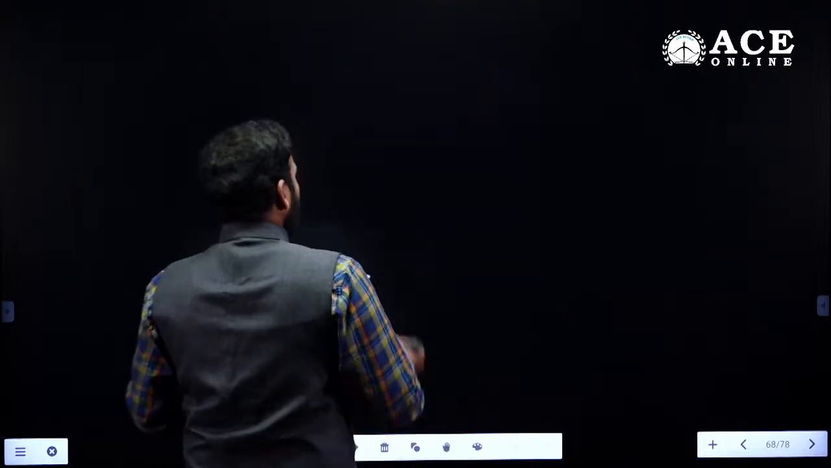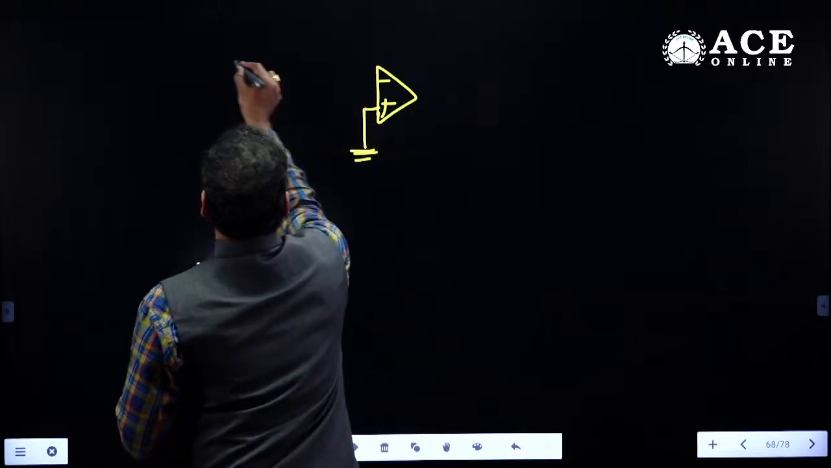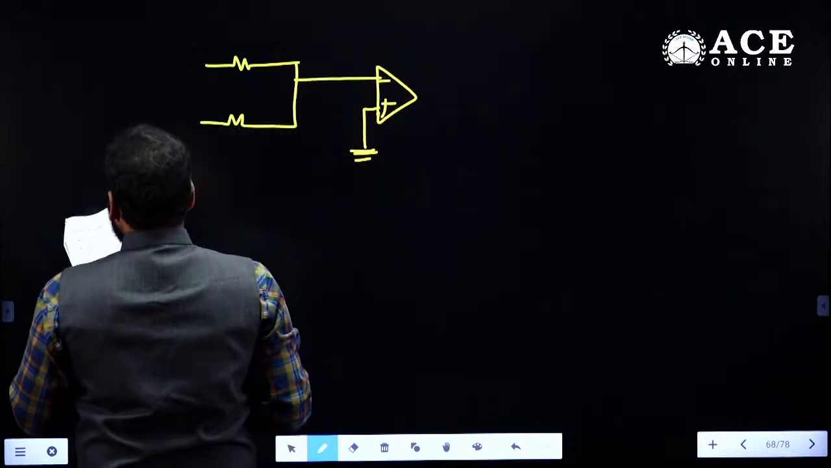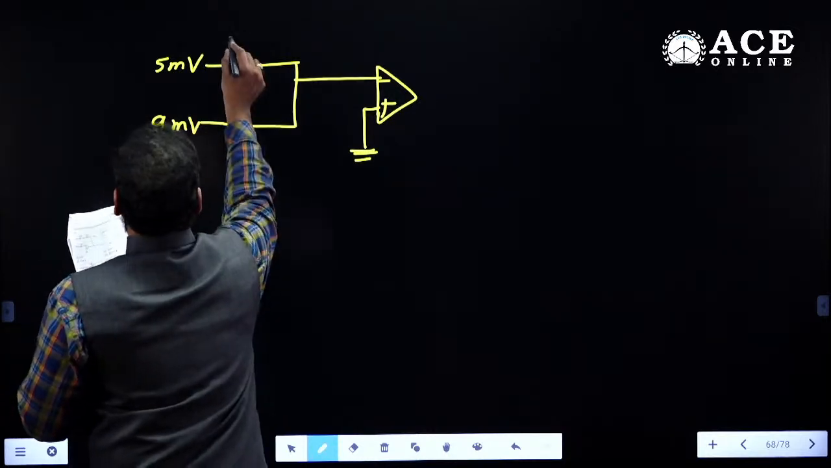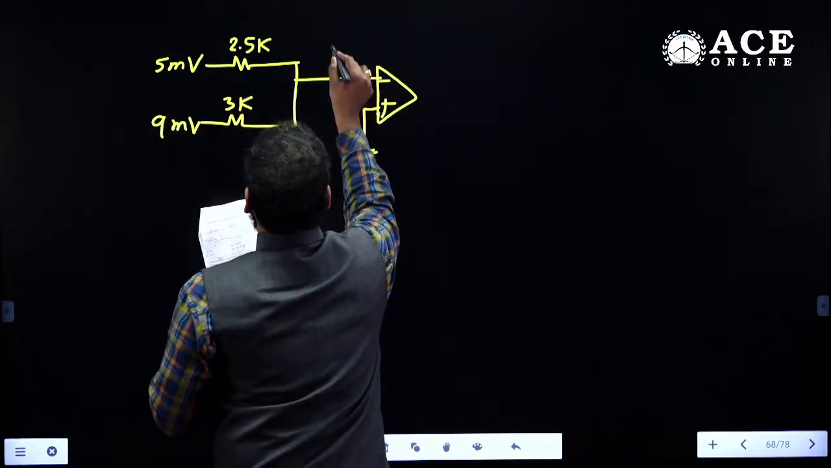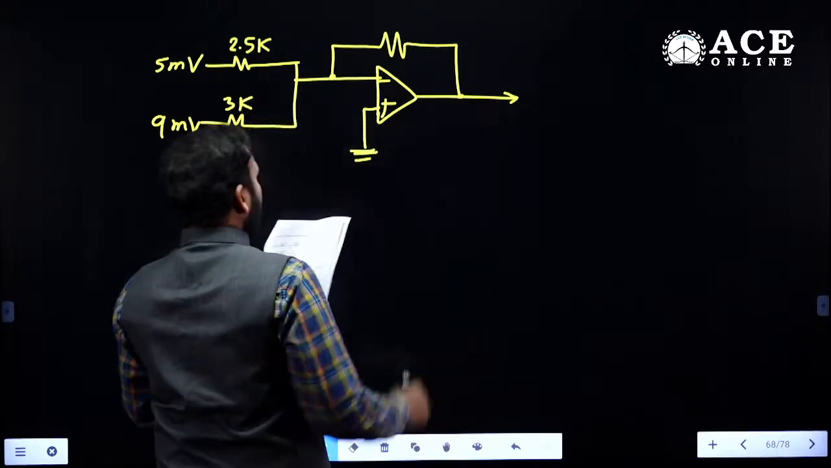Okay. See, this is a voltage summer or voltage adder based question, and there are two excitations given through the non-inverting terminal. So, this is the circuit diagram. There are two excitations. I am just drawing the rough sketch only. He has given 5 millivolts and 9 millivolts, like two excitations, and 2.5 kilo and 3 kilo. A very basic and standard question, but you should do some calculations, that is it.